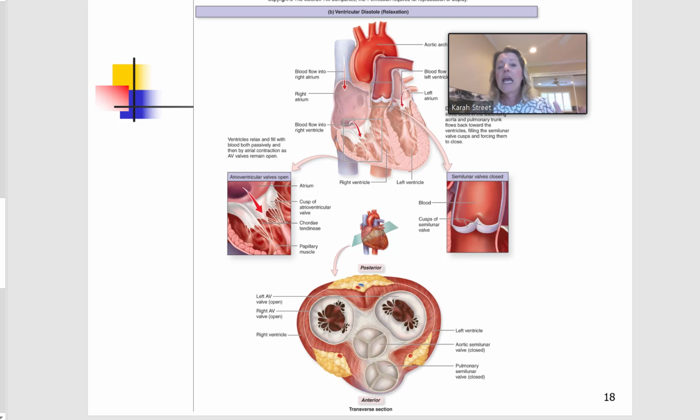And three, they're the chambers that, with that contractile force, are ejecting the blood, the stroke volume, out into the pulmonary trunk from the right side, or the aorta from the left side.